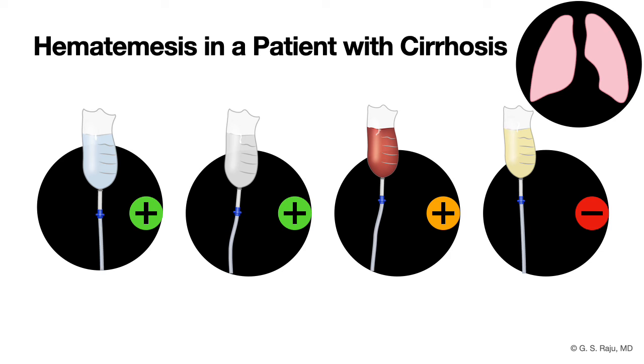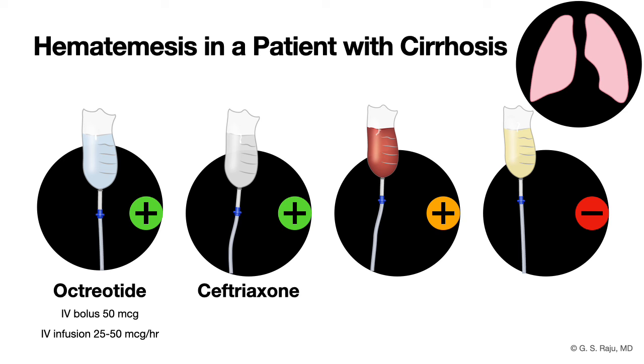And then you start octreotide, the vasoactive therapy. Other options we reviewed are somatostatin and terlipressin. And when it comes to octreotide, IV 50 micrograms bolus, followed by an infusion of 25 to 50 micrograms per hour. You continue for at least 2 to 5 days. Do not forget giving an antibiotic. In cirrhotic patients, the antibiotic of choice is intravenous ceftriaxone, 1 gram every 24 hours.